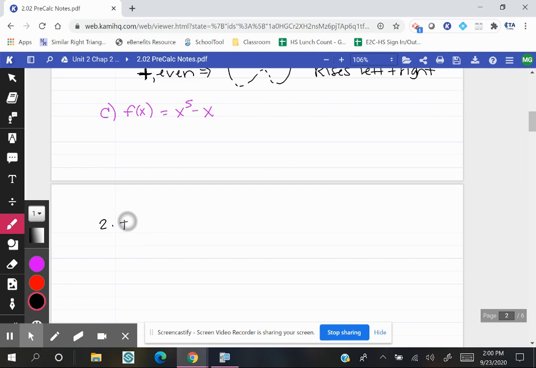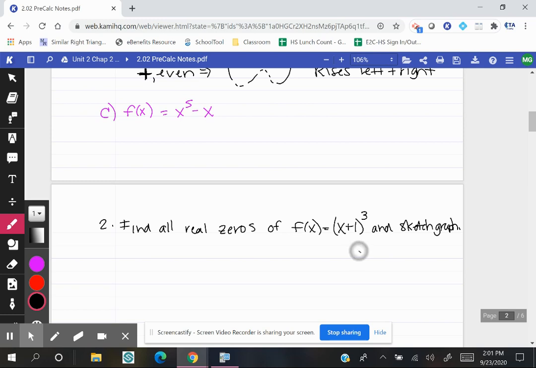Next, I want you to find all the real zeros of f of x equals x plus 1, that quantity is raised to the third power, and sketch the graph as well.